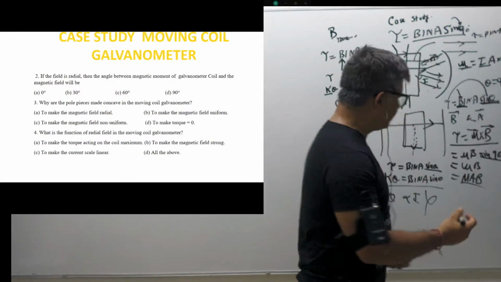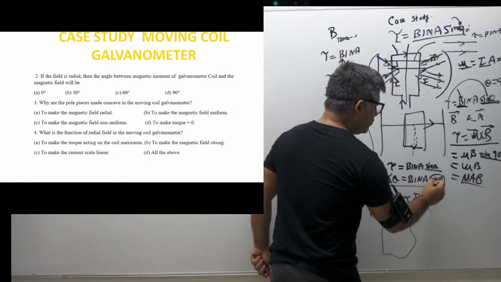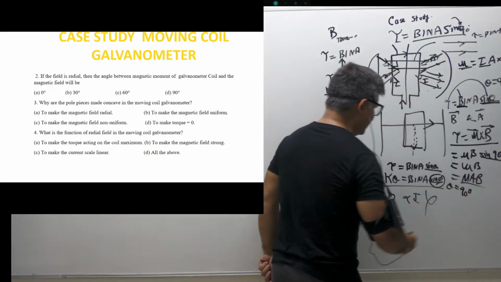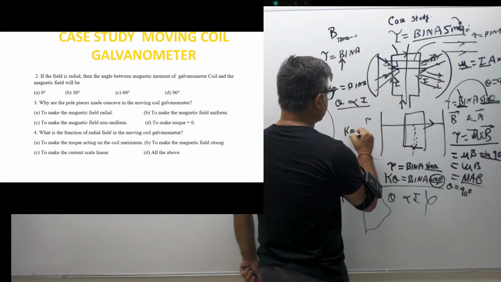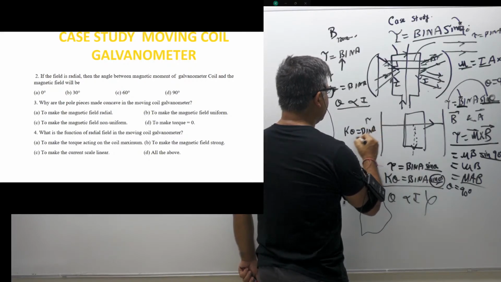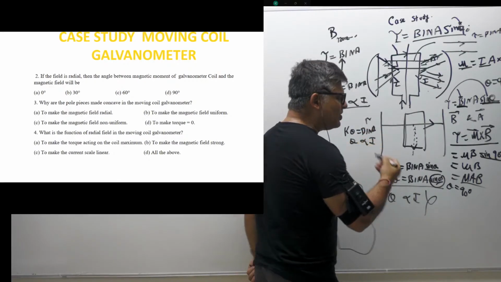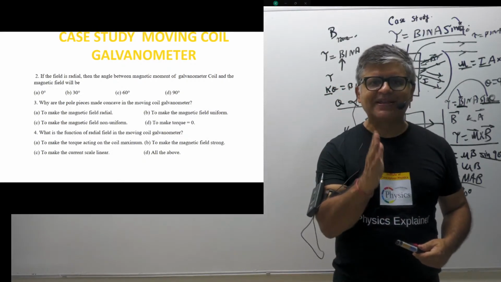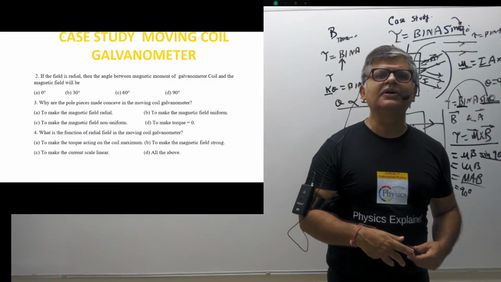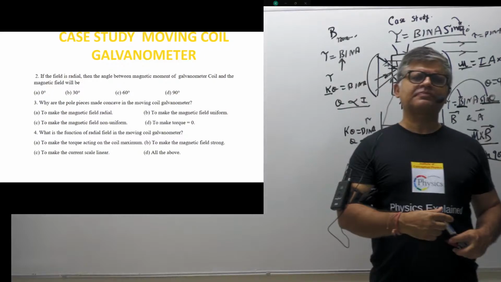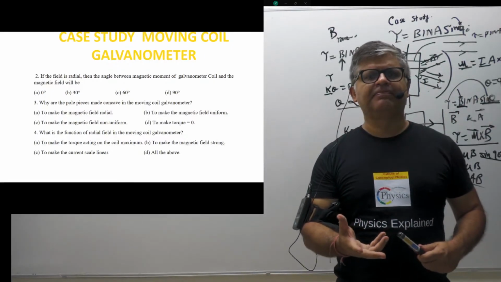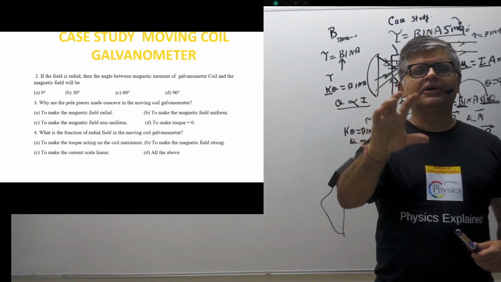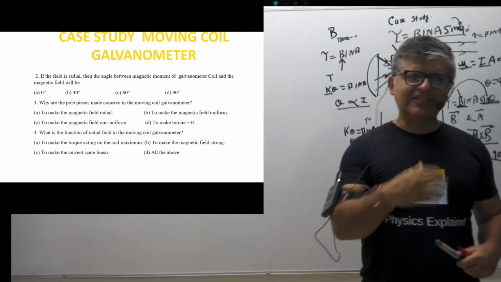Which is only possible if you don't have theta here. Sine theta can be eliminated if theta is equal to 90 degrees. So you will get K theta is equal to BINA, and theta is proportional to I. How is this being made possible? Because you have a uniform magnetic field which always makes an angle of 90 degrees with the magnetic moment of the current carrying loop, or the area vector of the loop. So even this is correct.